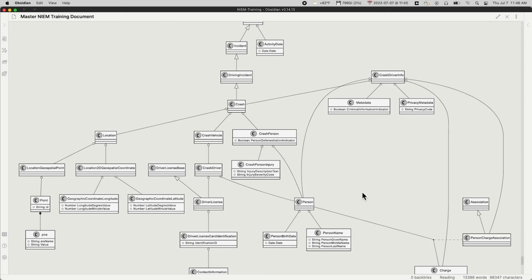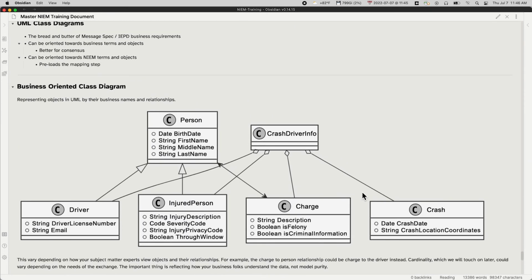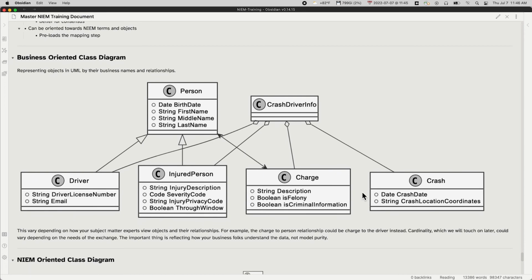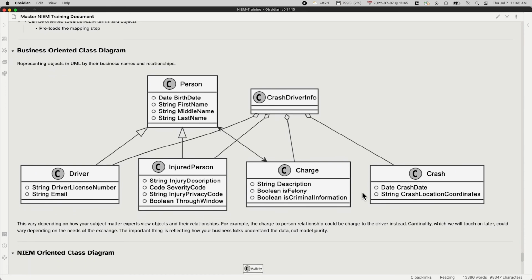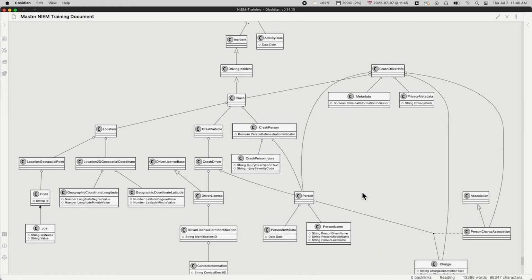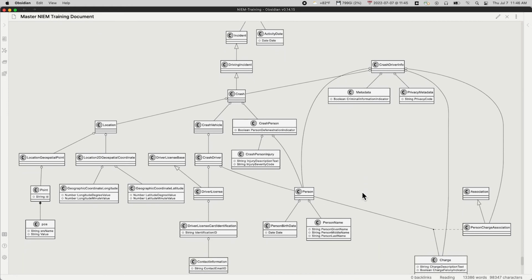If I want to pull chunks of this out, things are broken up into boxes and organized more. So this is a framework for building stuff. But this is conceptually the stuff that we're going to build. And so this is the process of mapping, is getting from here to here. And in doing that, we'll learn all about NIEM and how NIEM works. But you can also see why I don't like to start with this, because I think this is a lot harder to digest and understand.